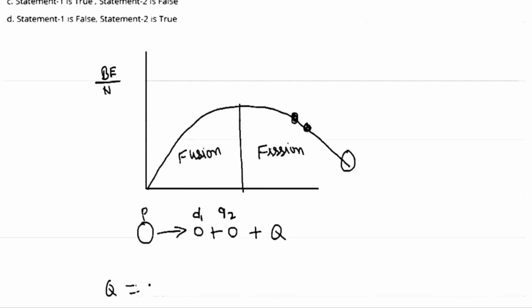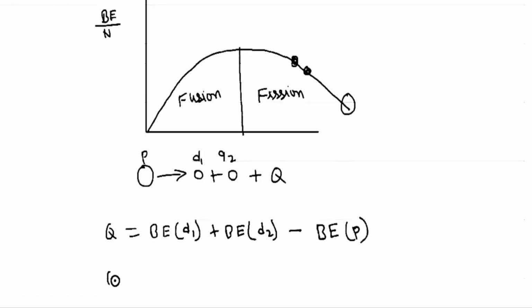So this Q value is equal to the binding energy of D1, the outer one we can assume. This is the D1 value, and plus we can write the binding energy of D2 and minus the binding energy of the parent nucleus. So from here we can see that this Q value is greater than 0 because this is a continuous spontaneous reaction.